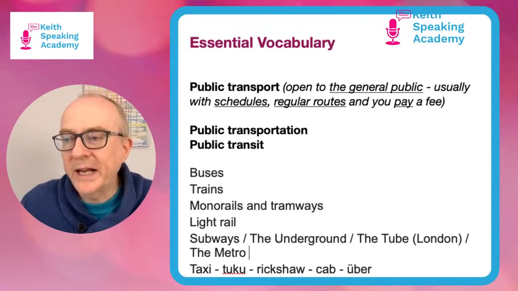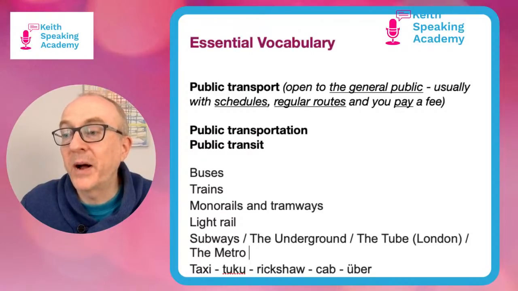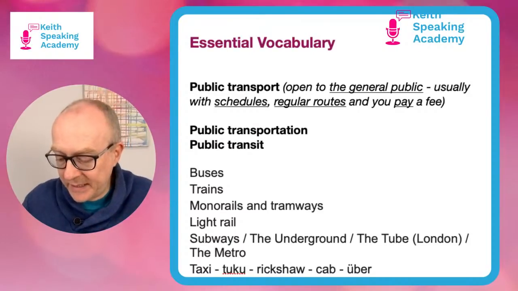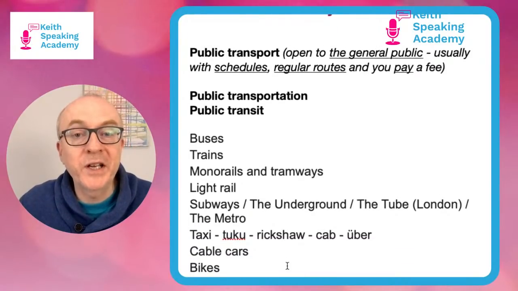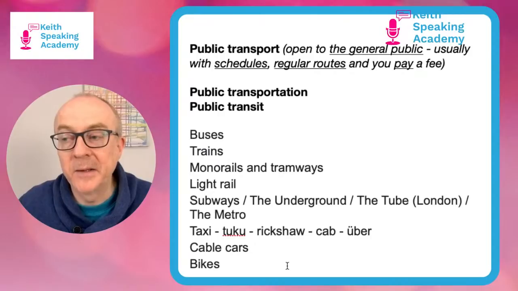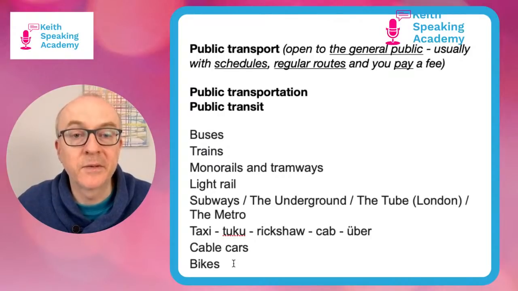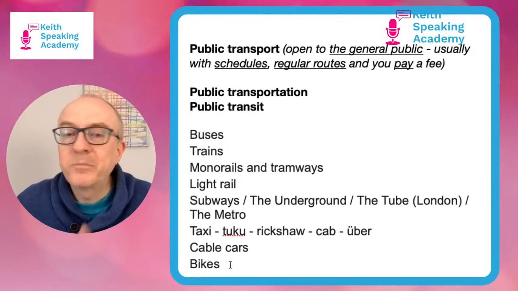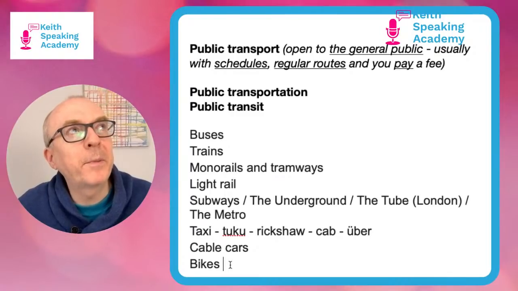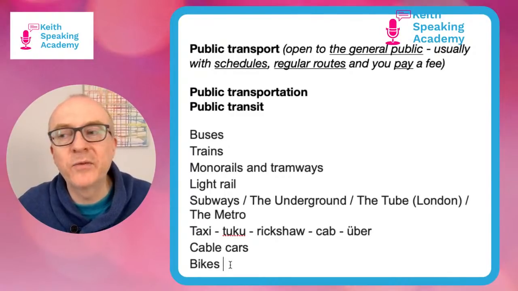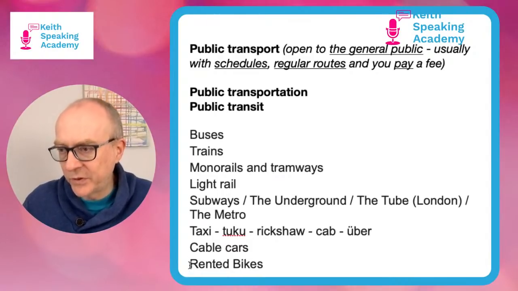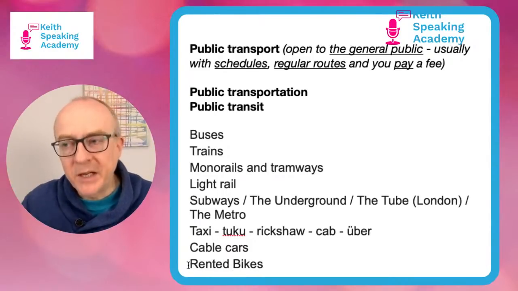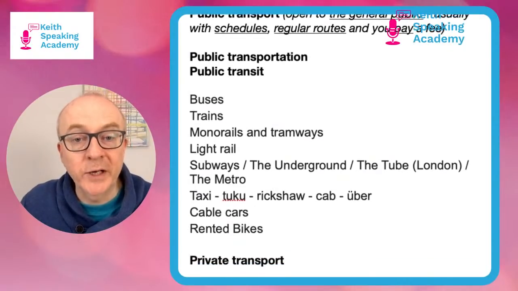Brilliant. Train lines. Yes, bikes as well. There's another one to add. Bikes and bicycles. So bikes could be a motorbike or a normal push bike, right? If they're public transport, yes, that's if they're rented bikes, or free bikes, but normally rented bikes, because that moves me on to private transport.